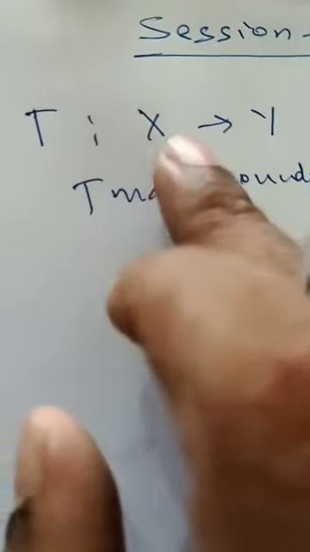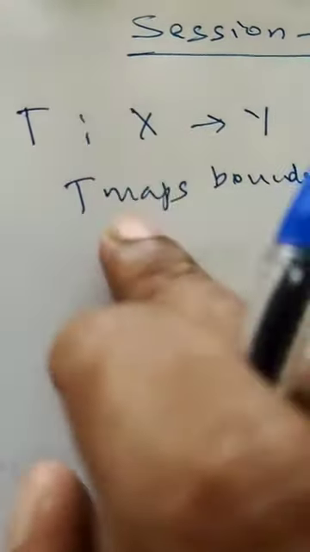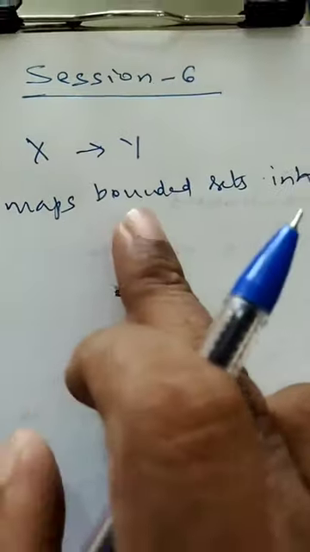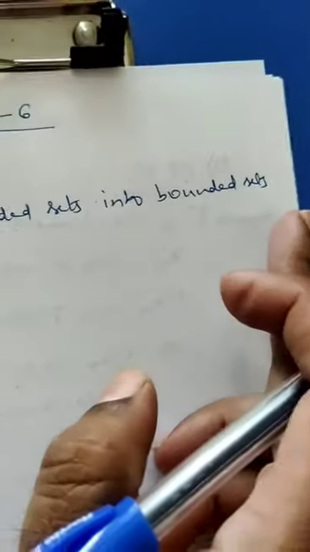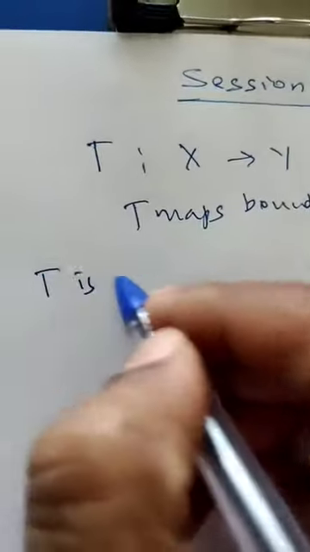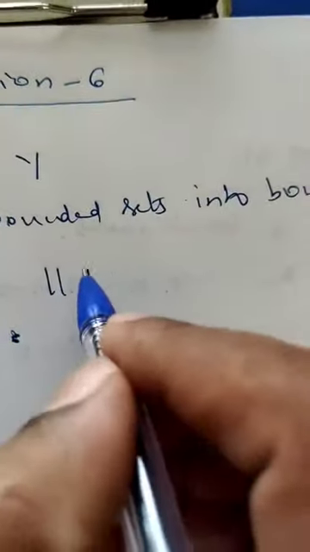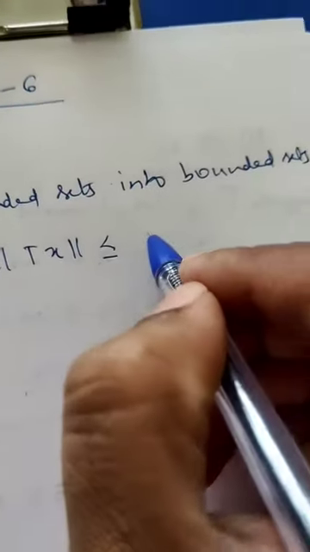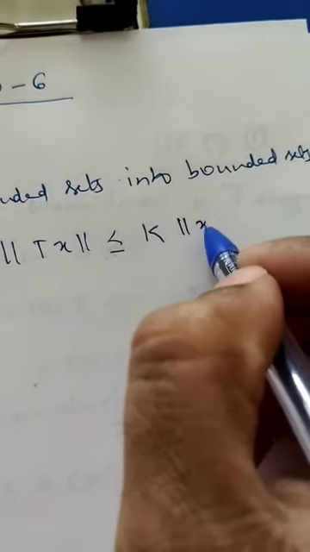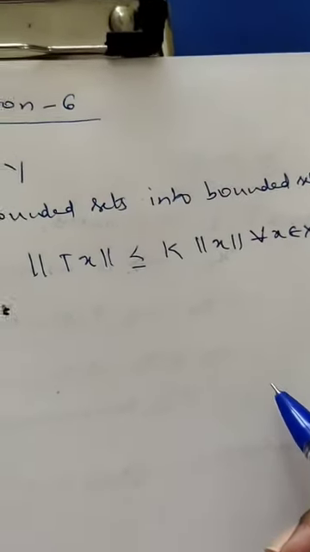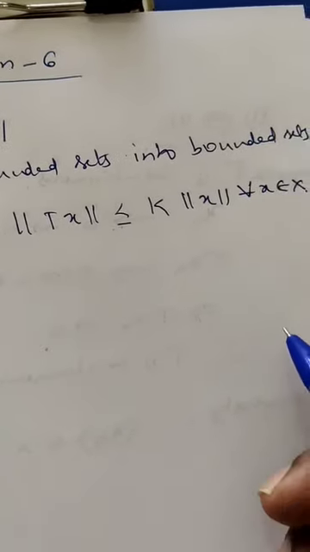If T is a transformation from X to Y, then T is bounded if and only if T maps bounded sets into bounded sets. First, suppose T is a bounded linear transformation. By definition, you know that norm of T(x) is less than or equal to K times norm of x. This holds for every x belonging to X. So now we need to show it maps bounded sets onto bounded sets.